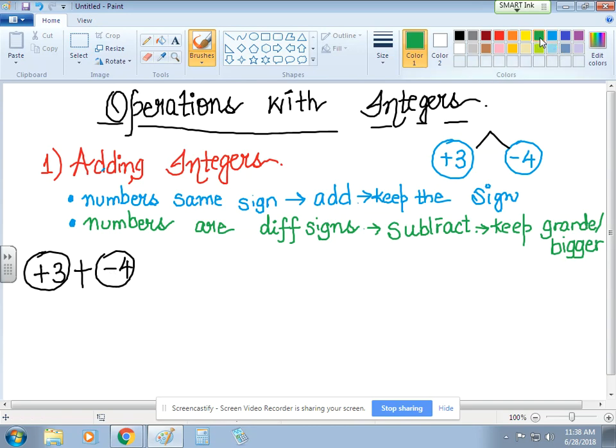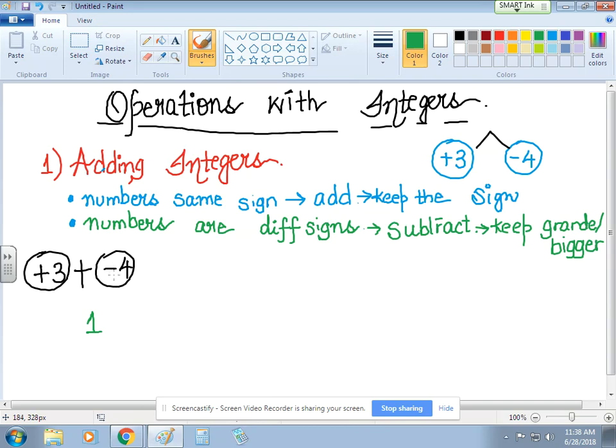So I'm going to use the rule that I had for green. So when signs are different, I always subtract. I'm going to subtract 4 and 3. By subtracting 4 and 3, what do I get? I get 1. Now, my rule also says keep the sign of the bigger number.